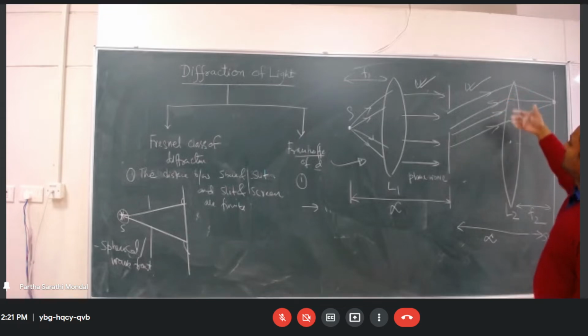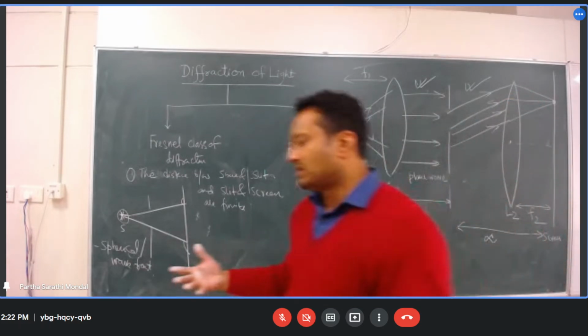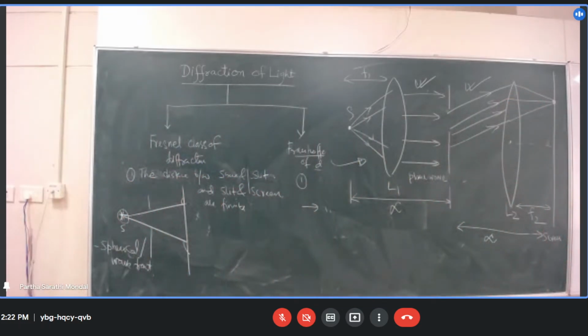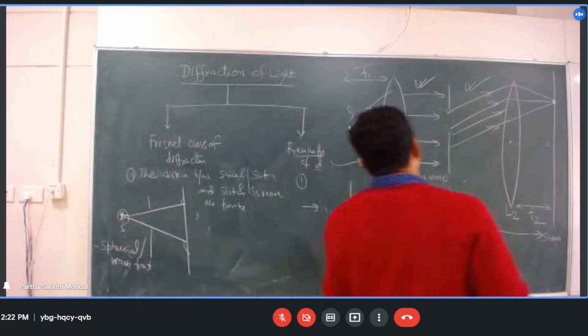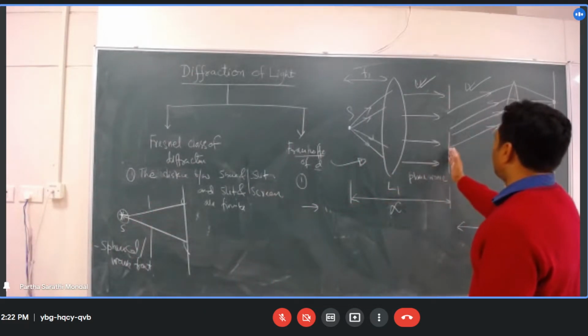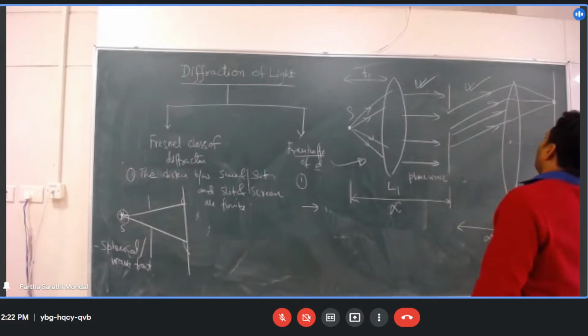It will not meet at a point. Yes, sir. If they don't meet together, you won't be able to get any image. So that's why another point that you need to have, since in the Fraunhofer class, the main thing is it should receive a parallel wave, it should emit a parallel wave, that's all.